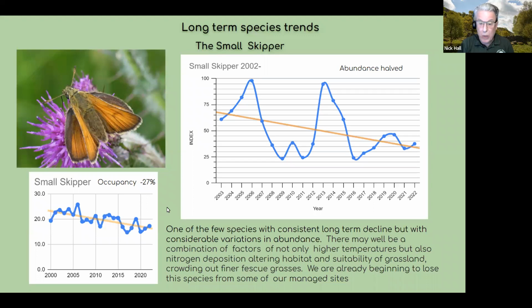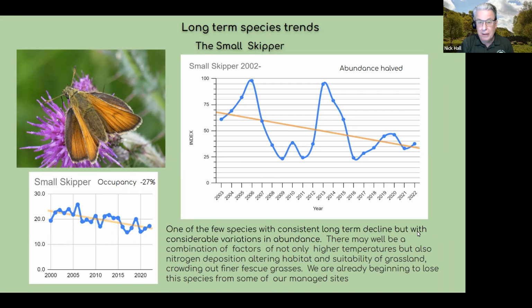Why could this be? What's happening? So I think this is where our nitrogen comes in. Nitrogen alters the habitat, particularly for a species like small skipper, which relies on the finer grasses. And nitrogen causes the coarser grasses to grow stronger and competes out the finer grasses. That is, I think, the combination of climate change with nitrogen causing this difference. Add in the extra moisture. Obviously, that's also bad for finer grasses. And basically, our soils are getting too rich for some of our species.